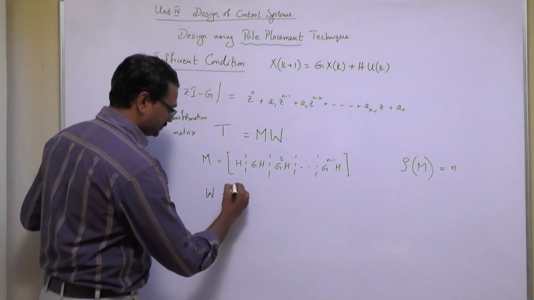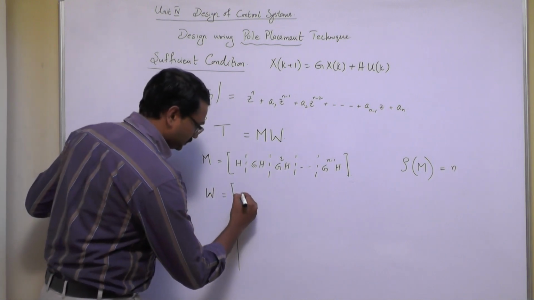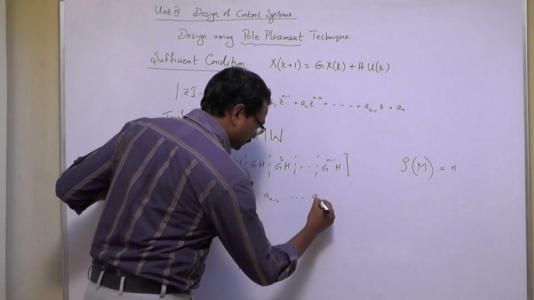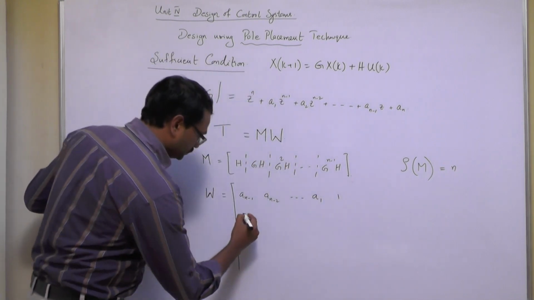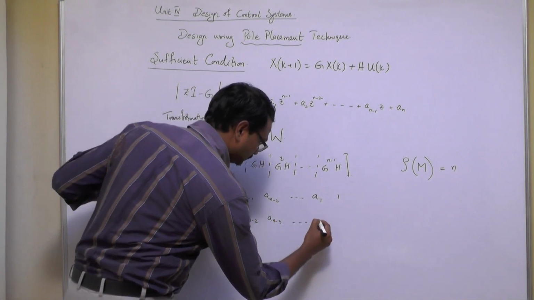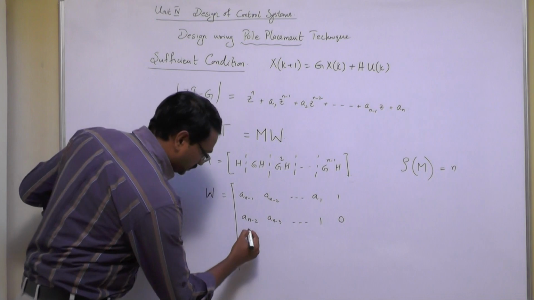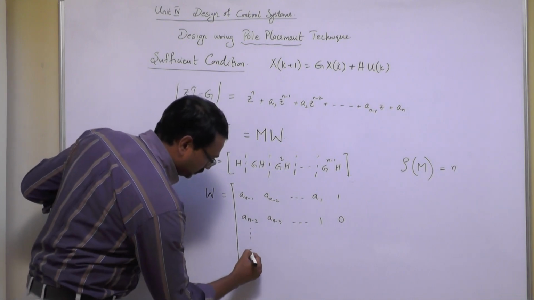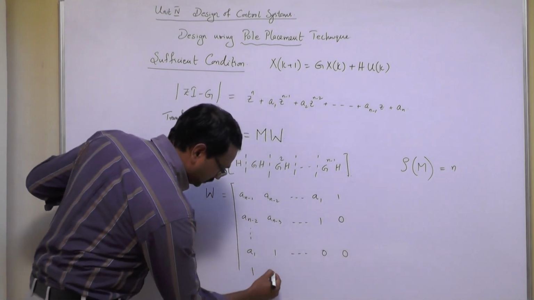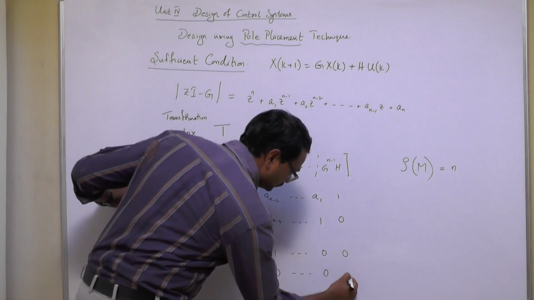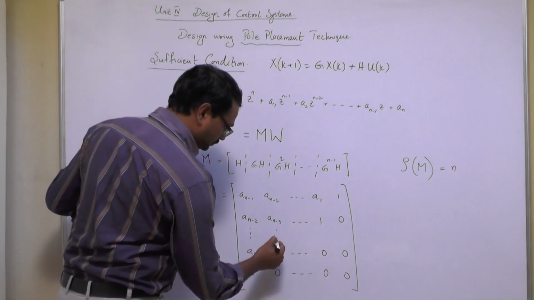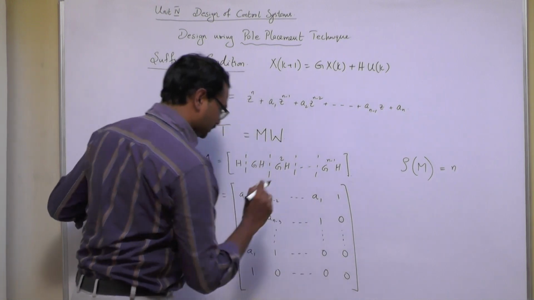W is given as a n minus 1, a n minus 2, up to a1, 1. Similarly, a n minus 2, a n minus 3, up to 1, 0, and so on down to a1, 1, 0, 0, and 1, 0, 0, 0. Now this is our W. Let us choose this as our matrix.